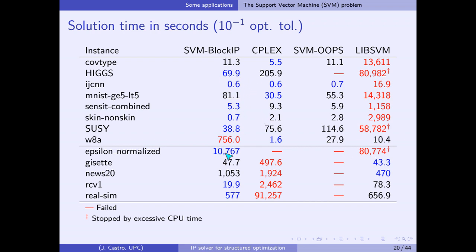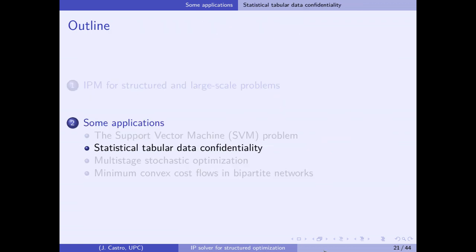So in general, this splitting approach, which divides the support vector machine into different groups and considers linking constraints, is a quite efficient approach. Okay, so let's move to the second application. The second application is a data privacy problem.